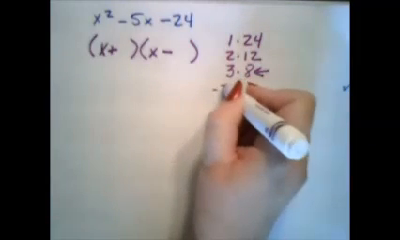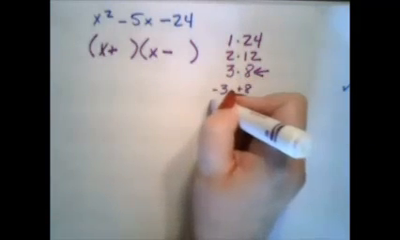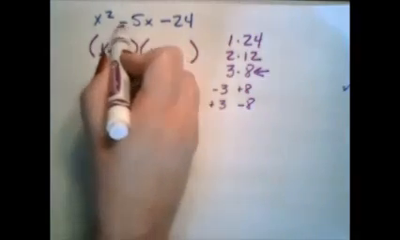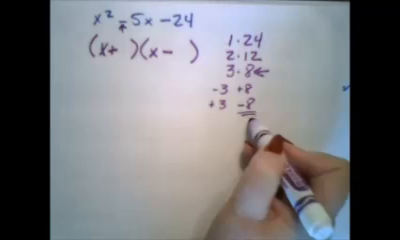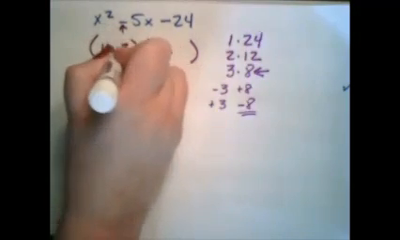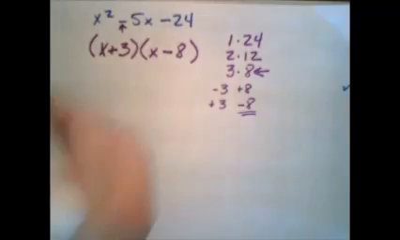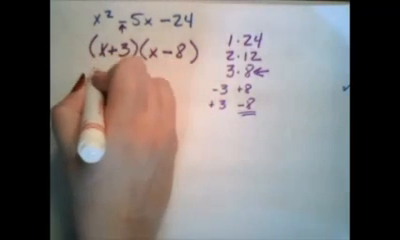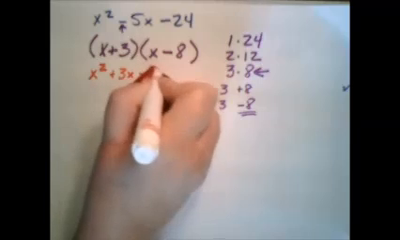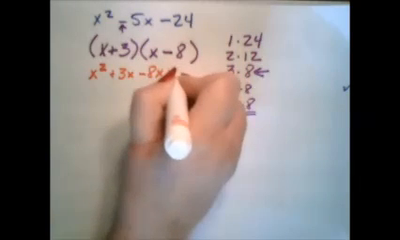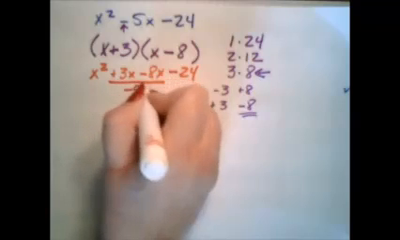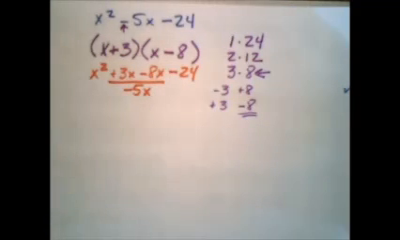So is it negative 3 and positive 8 or positive 3 and negative 8? Well, I want my answer to be negative 5, so the biggest number has to be negative. So I'm going to be positive 3 and negative 8. So x times x is x squared, plus 3x, minus 8x, minus 24. And those combine to be minus 5x. So we're good.